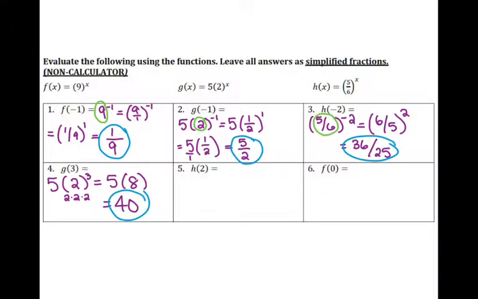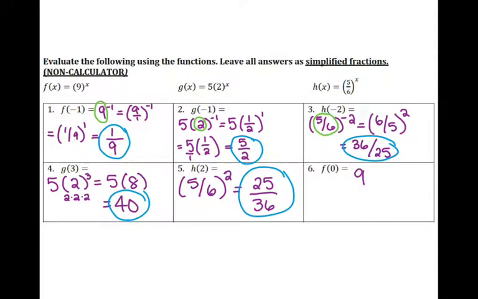All right, h of 2, I'm going to take 5/6 and raise it to the second power. So 5 squared is 25. 6 squared is 36. And last but not least for this section, f of 0. So I have 9 to the 0th power, and anything raised to the 0 power is automatically 1.